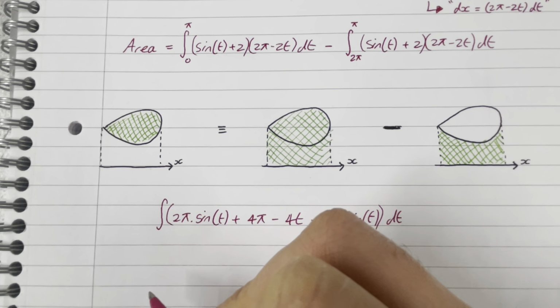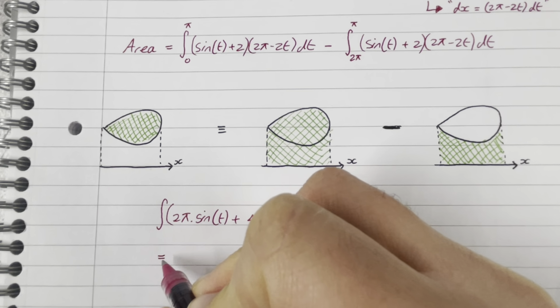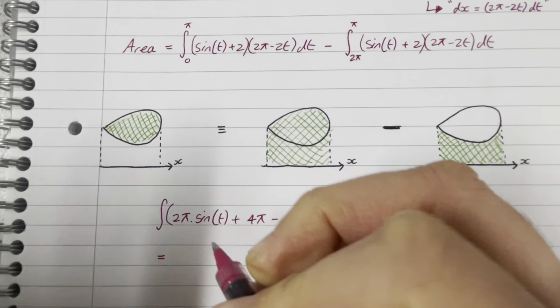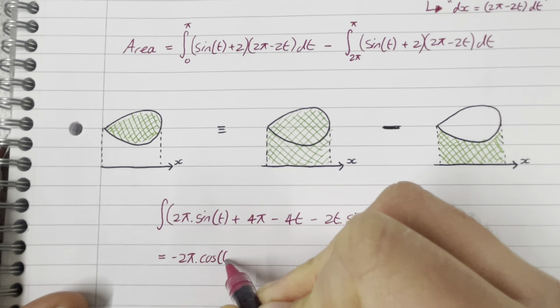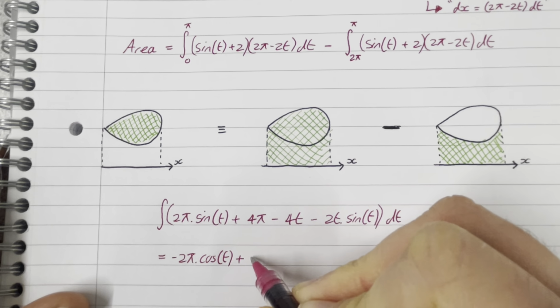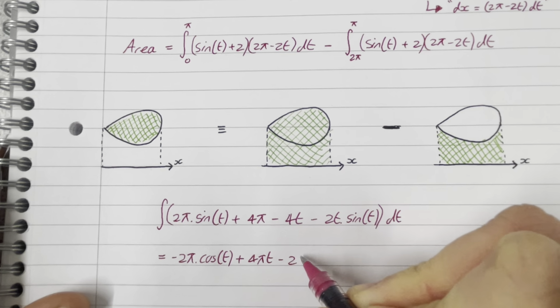I'll check my answers here as I go. Sine integrates to minus cosine, so it's minus 2 pi times the cosine of t. 4 pi integrates to 4 pi t. Minus 4t integrates to minus 2t squared.